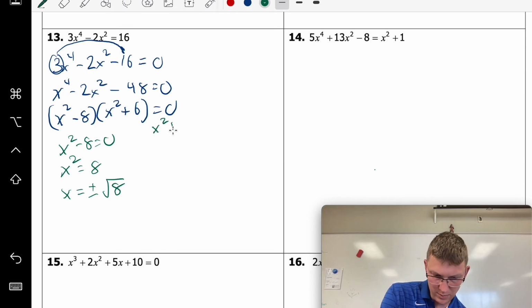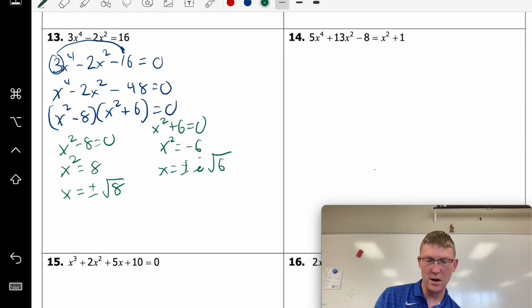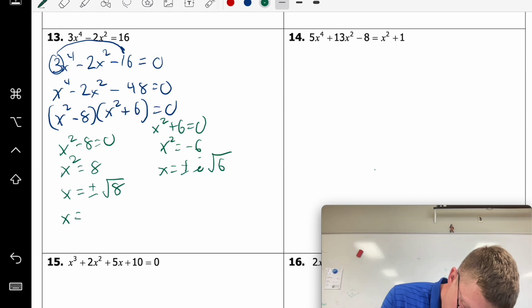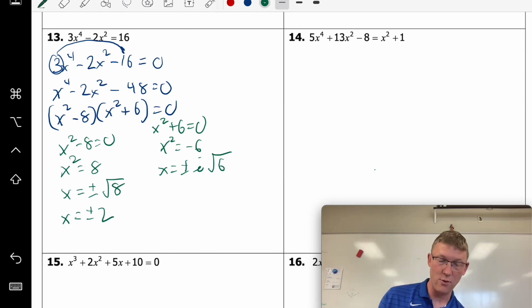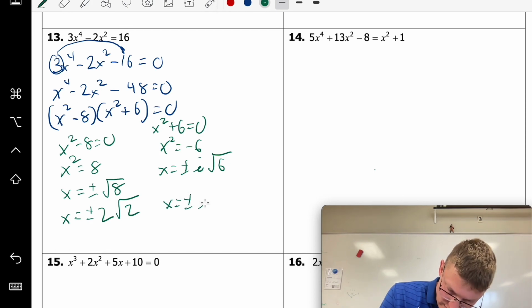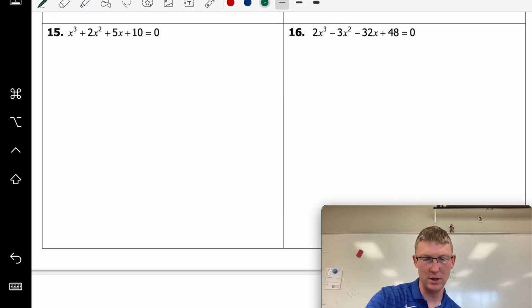Then we've got x squared plus 6 equals 0, x squared equals negative 6, x equals plus or minus i square root of 6. Thinking if I can reduce that one reminded me that I can probably reduce that one, so we should probably do that. So then we've got x equals plus or minus 2. So I pulled a 4 out. Square root of 4 is 2. And then we're going to have a 2 left over. And then we just have x equals plus or minus i square root of 6. Hey, finally we get to some good ones now.